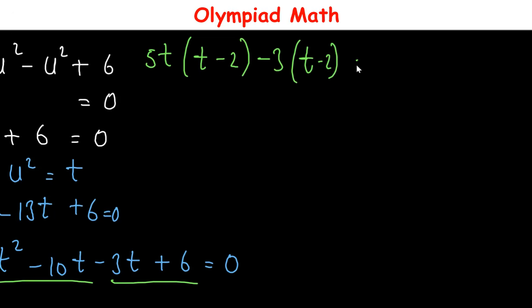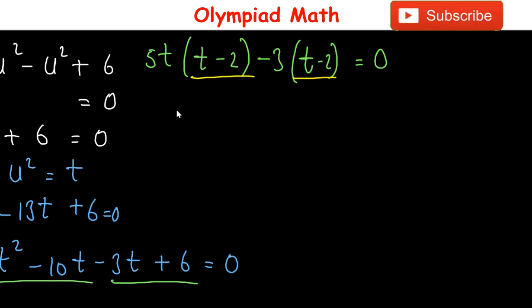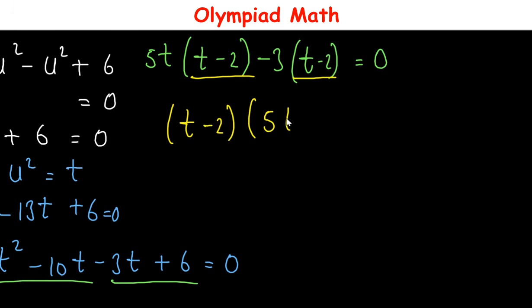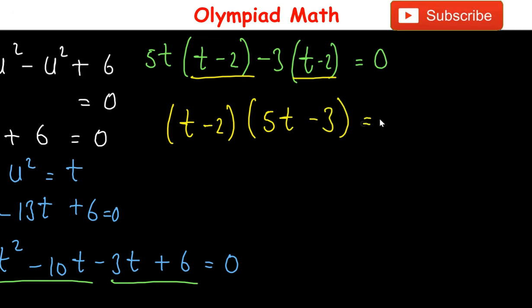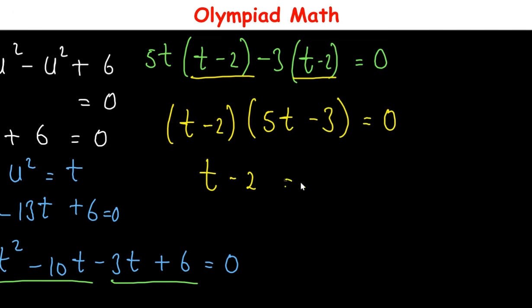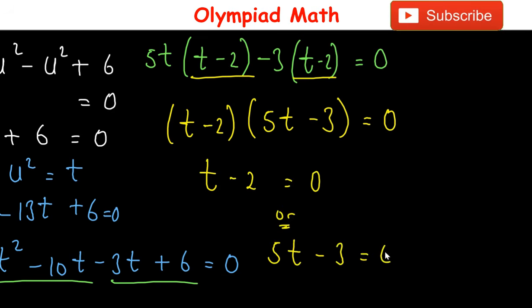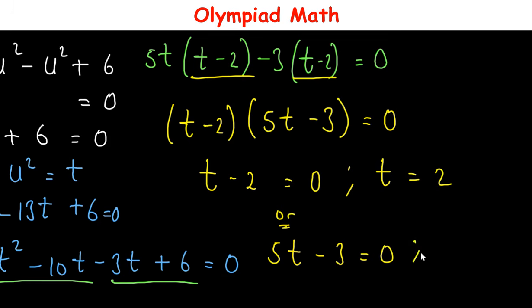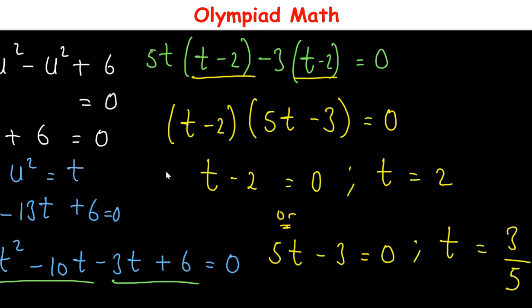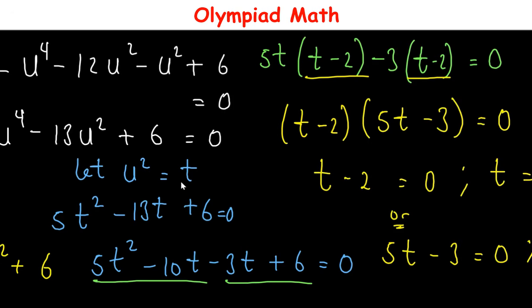Now we have a common factor, t - 2. Pick one t - 2, then we have 5t - 3, and this equals 0. Equating each factor to 0, we have t - 2 = 0 or 5t - 3 = 0. From the first, the value of t is 2. From the second, the value of t is 3/5. Next, recall that we said let u^2 equal t.